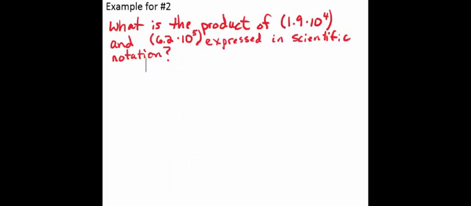Okay, now let's look at number 2. I apologize that you have to write this down, but please write this down. What is the product of 1.9 times 10 to the 4th and 6.2 times 10 to the 5th expressed in scientific notation? So I'll give you a chance to write that down.